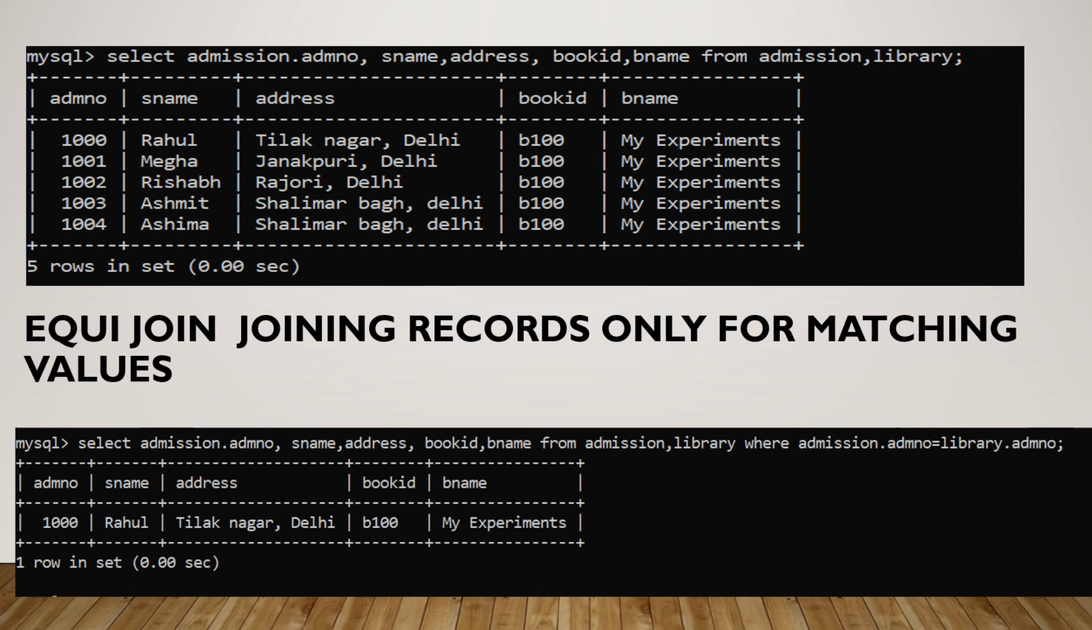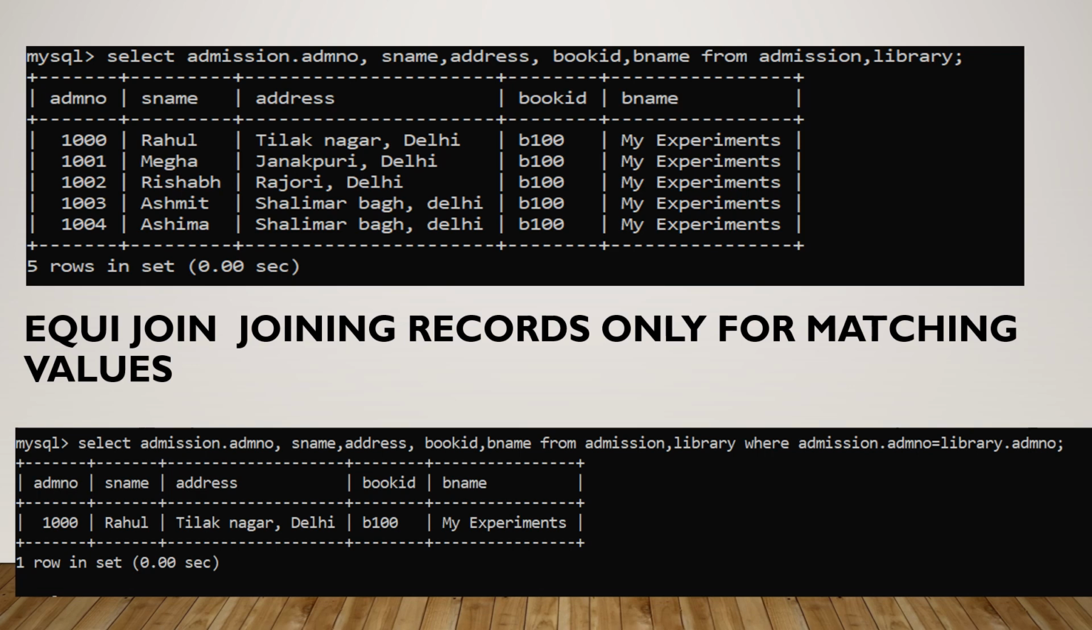Please see the above query. Select admission number, comma, S name, address, book ID, book name from admission, comma, library. It is printing selected columns, but again it is joining all the rows of one with the other, which is again wrong. This is sorted with the help of Equijoin, which is in your course. And what is the difference? Please see the condition which we have placed. The where condition is making the difference.